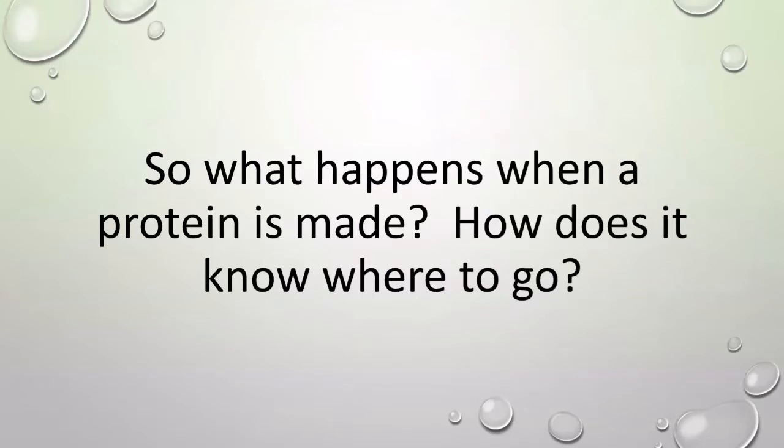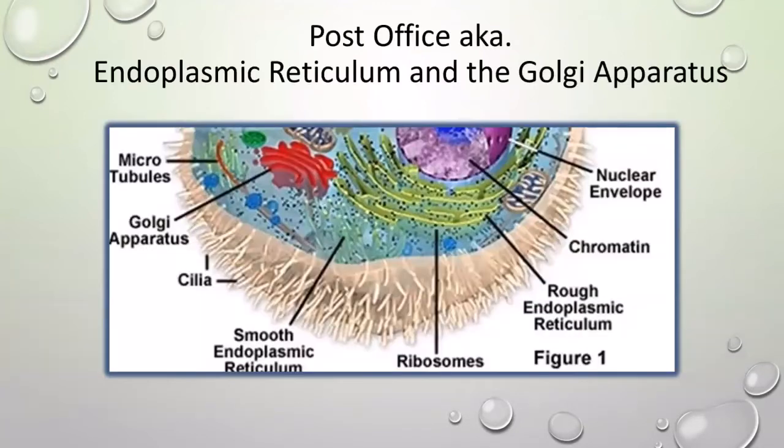So what happens when proteins are made? How does it know where to go? Well, you'd have to have the post office tag the proteins, and that is done by the endoplasmic reticulum and the Golgi apparatus. The endoplasmic reticulum is responsible for the transport and some metabolism and production of some steroids.